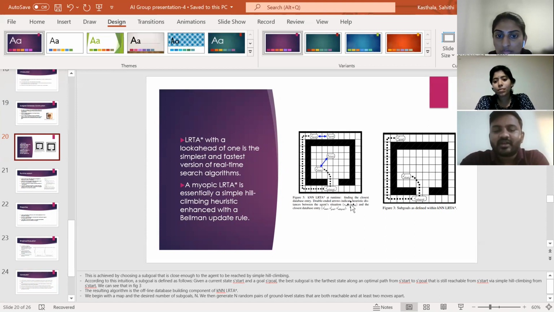Given a current state as start and a goal state as goal, the best subgoal is the farthest state along the optimal path from the start to the goal. It is reachable from the start via the previously discussed simple hill climbing technique. The resulting algorithm is the offline database building component of the KNN LRTA star. We begin with a map and the desired number of subgoals n. We then generate n random pairs of ground level states that are reachable from each other.